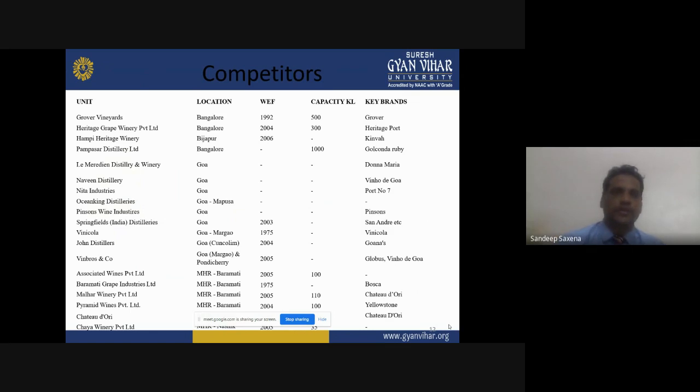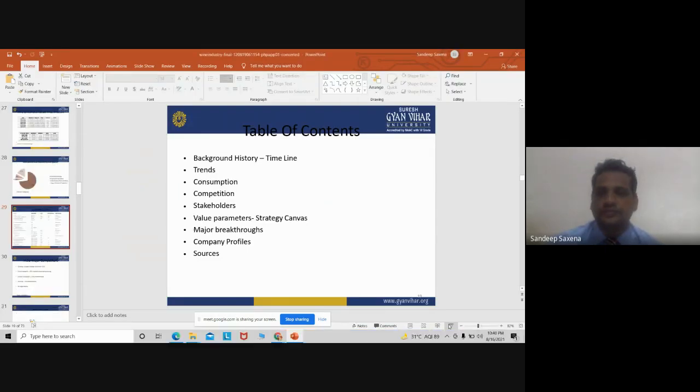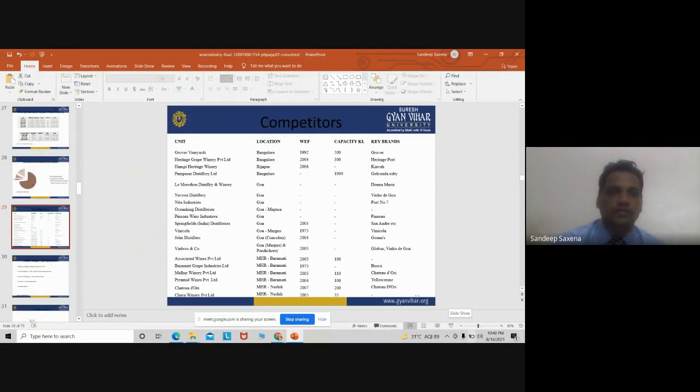And these are some competitors. There should be Global Vineyard, Hampi Heritage Winery, Lee Meridian Distillery and Winery, Naveen Distillery, Nita Industry, Pinson Wine Industry, Vinola, John Distilleries, Winders and Company, Associated Wine Private Limited. So these are some competitors when we are talking about the wineries. Now, there is some data about who the competitors are.